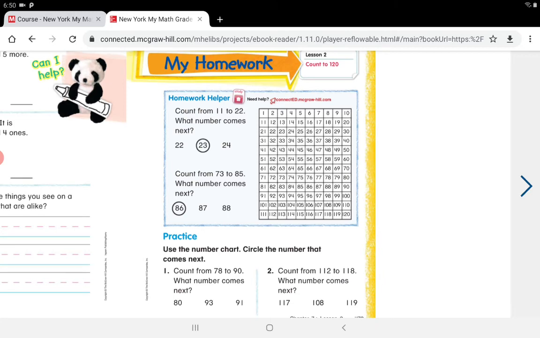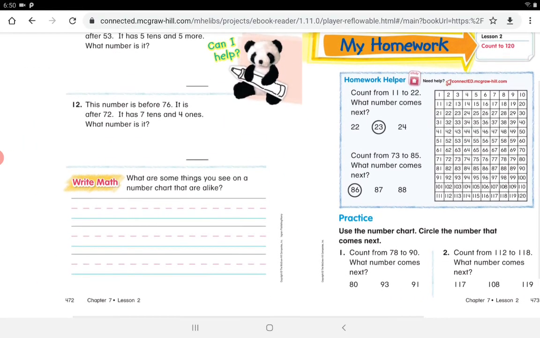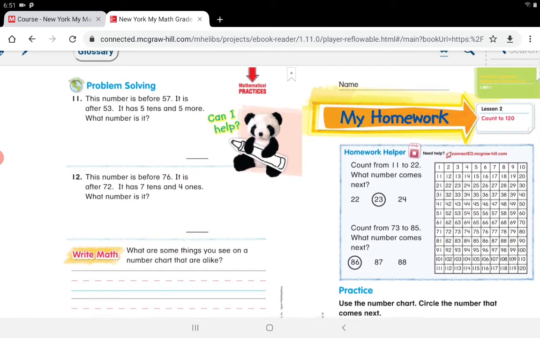On page 472, we're going to do our problem solving. So here they want you to be problem solving detectives. So put on your detective hats, pull out your magnifying glasses, because these clues are going to help us figure out what number they want us to find on the number chart.